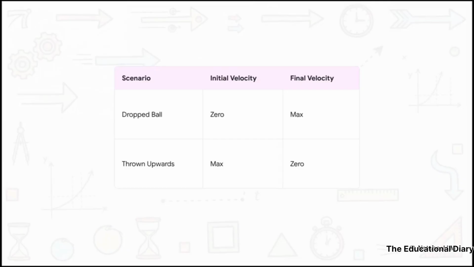This rule creates 2 extremely predictable scenarios. If you simply drop a ball from a height, its initial velocity is perfectly 0. Using our derived equations, we can find out exactly how hard it will hit the ground. It's the square root of 2 times gravity times height. Conversely, if you throw a ball upwards, it starts with maximum velocity. But right at the very peak of its throw, right before it falls back down, its final velocity becomes exactly 0. And knowing that lets us easily calculate the max height it reaches and exactly how long it takes to get there.